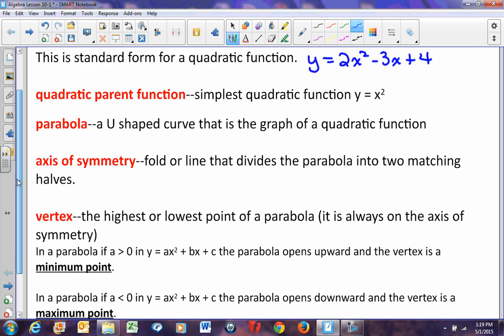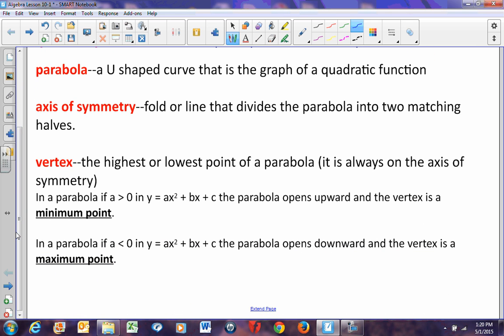The vertex is the highest or lowest point of a parabola. It is always on the axis of symmetry. In a parabola, if a is greater than 0, in the form y equals ax squared plus bx plus c, the parabola opens upward and the vertex is a minimum point. In other words, the parabola will be U-shaped like this, and the vertex down here will be a minimum point. It will be the lowest point of the graph.